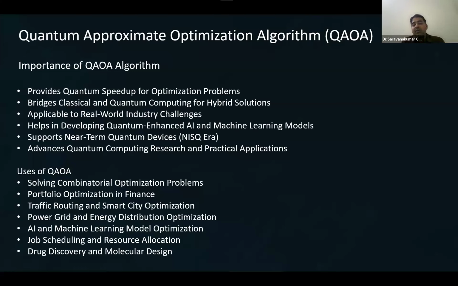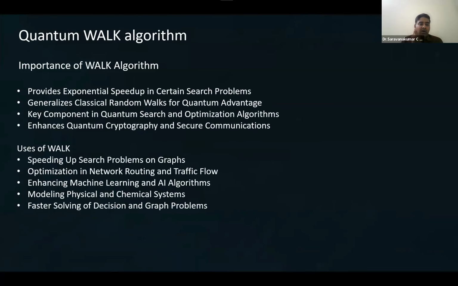But for all these kinds of optimization issues, we have a different algorithm called the approximate optimization algorithm, and it is of the third type. The fourth type is the quantum walk algorithm. Very interestingly, the walk algorithm is used for secure communications, especially for network routing.